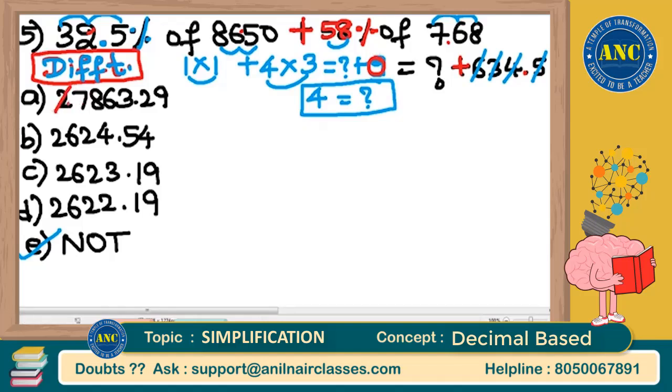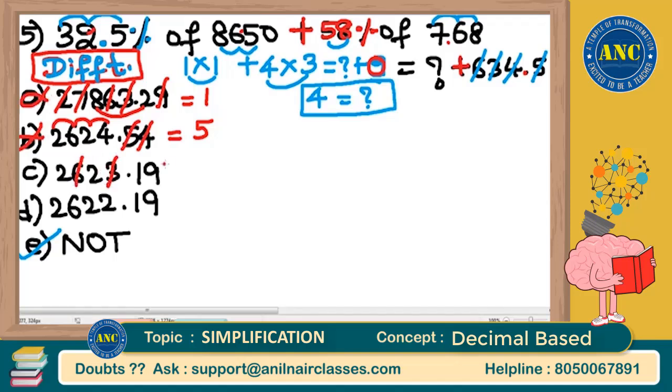First option. 2 and 7, 9 cancels. 6 and 3, 9 cancels. 8 plus 2 is 10. Digital sum 1, not equal to 4. Second option: 2 plus 5 plus 4, 9 cancels. 2 plus 6 is 8, 8 plus 2 is 10. 10 plus 4 is 14. 14 digital sum is 5, not equal to 4. First two options are ruled out.